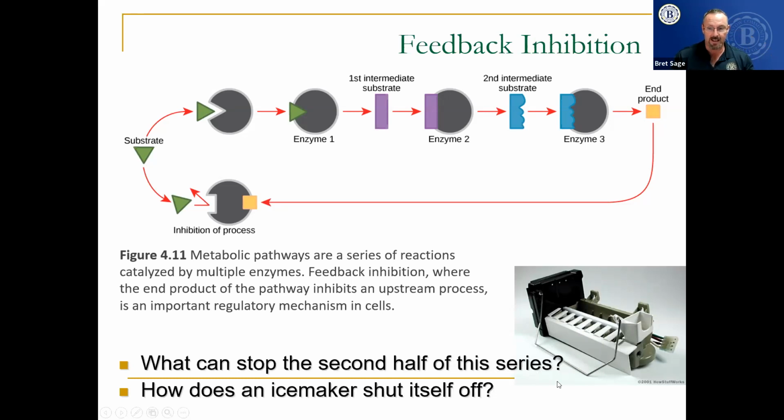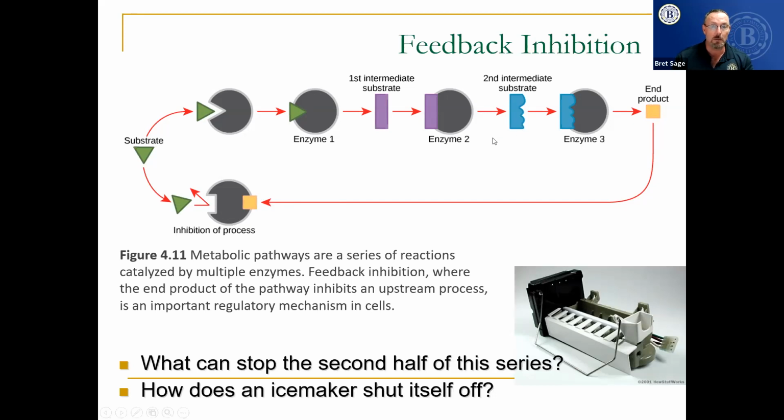When you take the ice out, the arm drops, and that turns the machine on again. And that works kind of like what's happening here. When you use up the product and you don't have enough, the whole system turns on again. It's because this end product is no longer there to inhibit the enzyme. And it starts up again, starting to make this product in the same way that ice is made when you draw ice out of your ice machine.